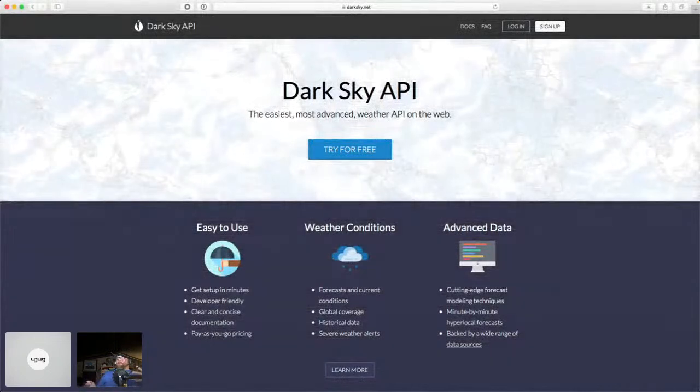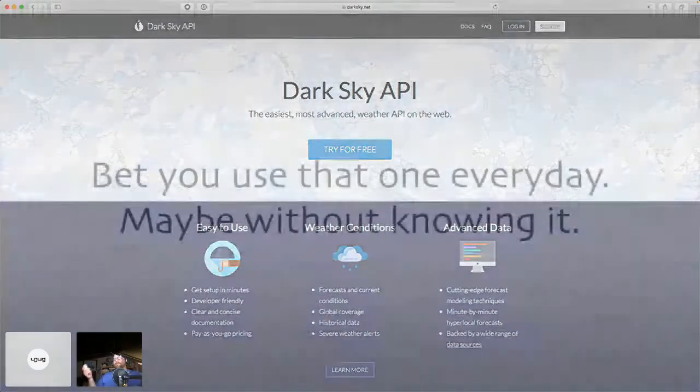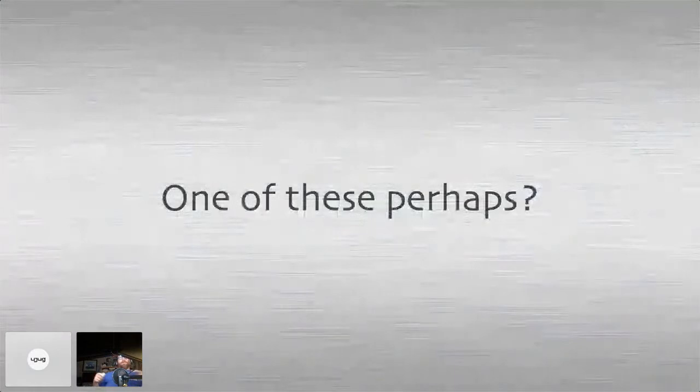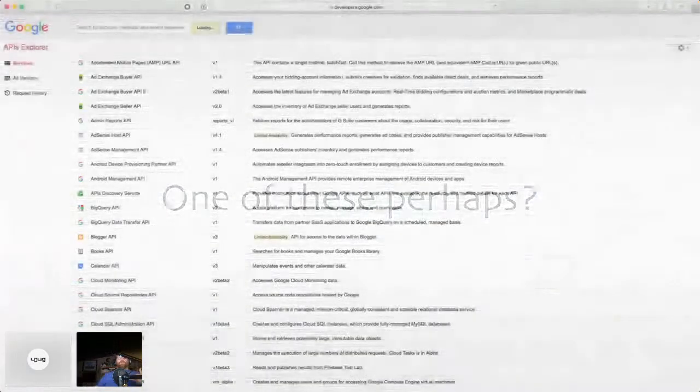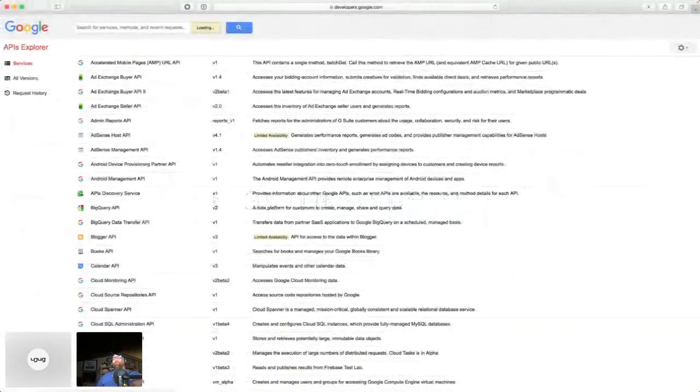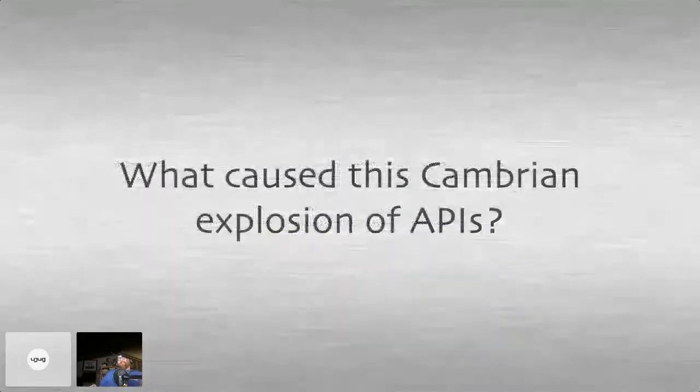Pretty good chance you've used that one on a regular basis. Now, maybe you don't care about the weather, but pretty much guarantee you've used something out of the Google ecosystem, at least indirectly. It's always interesting to take a step back and ask yourself, what has caused this sort of Cambrian explosion of APIs?